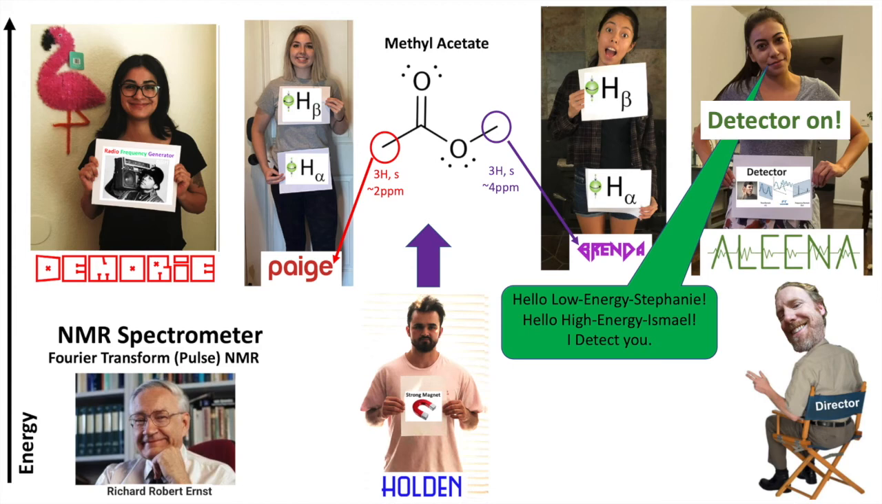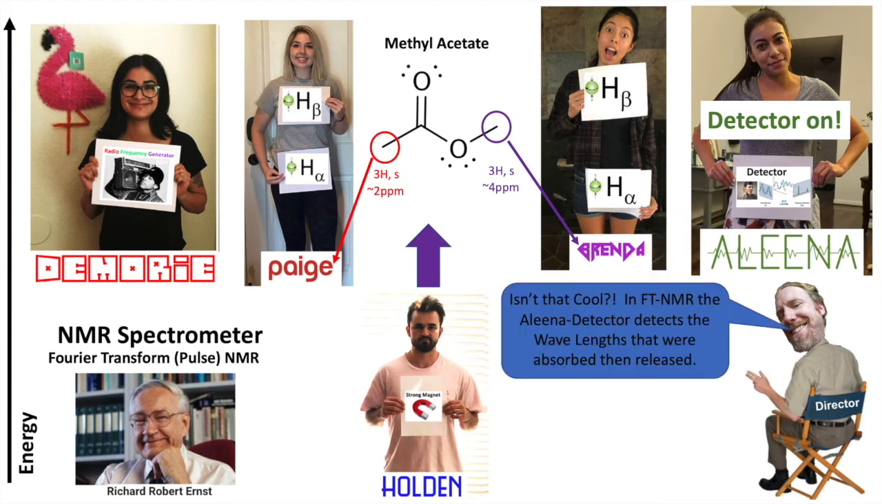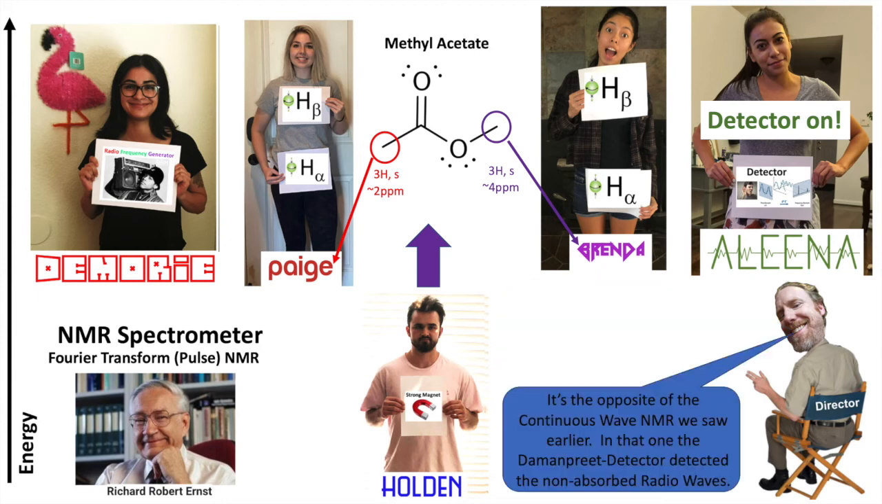Hello, low energy Stephanie. Hello, high energy Ishmael. I detect you. Isn't that cool? In FT NMR, the detector detects the wavelengths that were absorbed, then released. It's the opposite of the continuous wave NMR we saw earlier. In that one, the detector detected the non-absorbed radio waves.